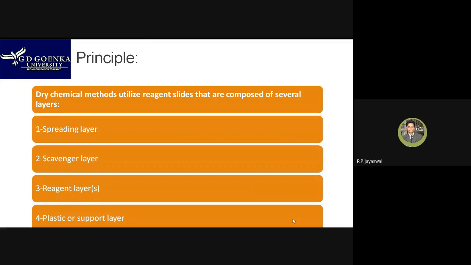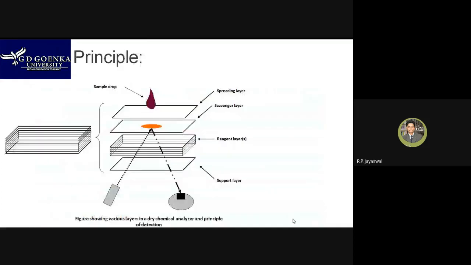Now we just look at this image. In this image, you can see at the top the sample drop which is placed on the spreading layer. This is a spreading layer which has a sample drop first. Then the second is a scavenger layer just below the spreading layer. Third is a reagent layer, and the fourth layer is a support layer. You can see the different layers present on the slide. The figure is showing various layers in a dry chemical analyzer.